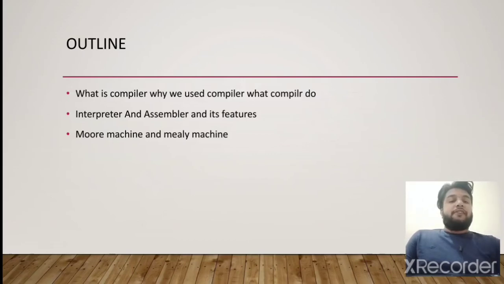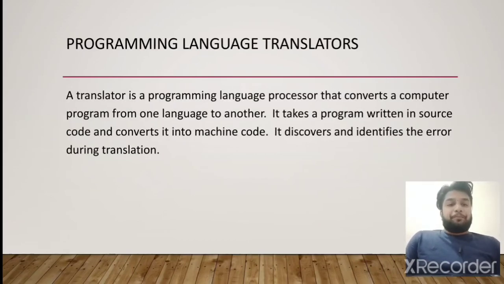First of all, we discuss what a programming language translator is. A translator is a program that converts a computer program from one language to another language. It takes a program written as source code and converts it into machine code. It also identifies errors, like a debugging translator.